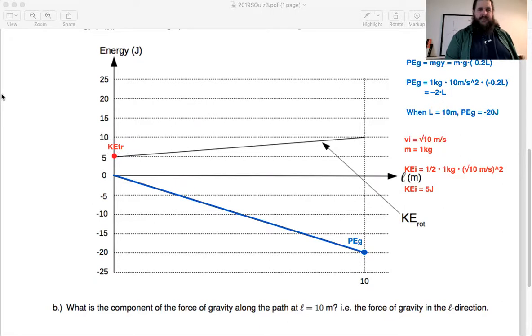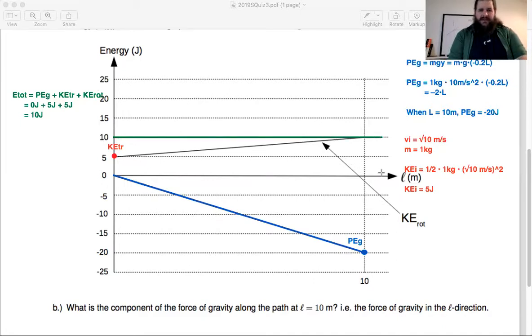Just add them all up? Yeah, if we just add those all up, potential energy of gravity plus translational kinetic energy plus rotational kinetic energy, we get 0 joules plus 5 joules plus 5 joules, or 10 joules. So we know that the total energy at the starting point is 10 joules. And assuming it's a closed system, we should say that the energy total is 10 joules the whole time. So what would that look like on the graph? Horizontal line at 10. Yeah, we just get a horizontal line at 10. So that is our graph of E total.